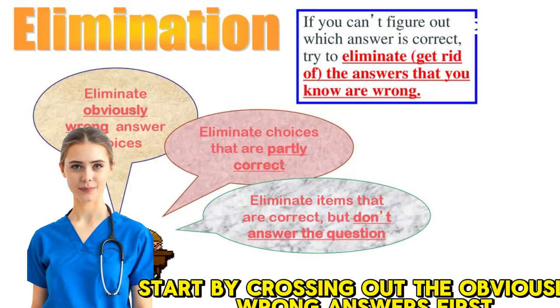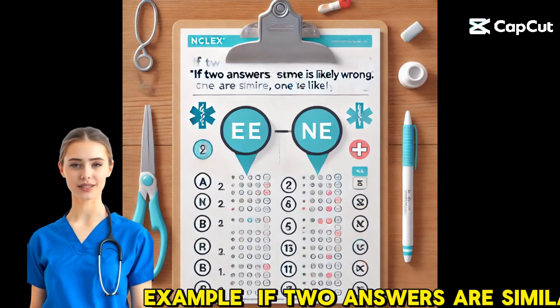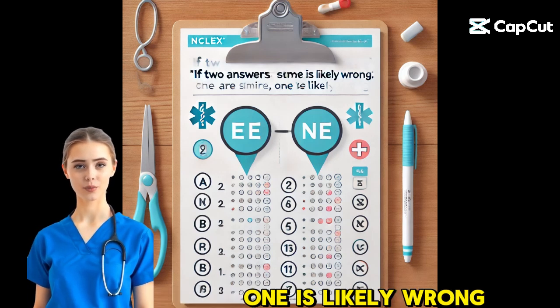Use the process of elimination. Eliminate obviously wrong answers first. Example: if 2 answers are similar, one is likely wrong.